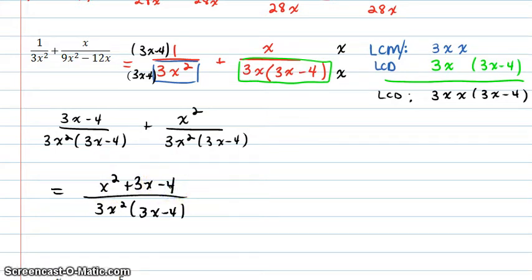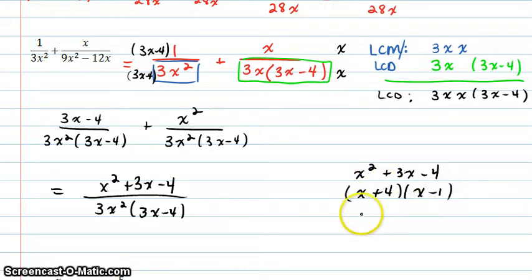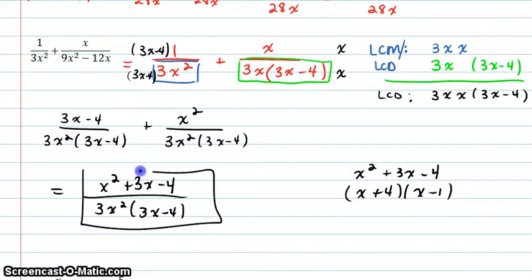The final step is to factor this numerator and see if anything can cancel out from my numerator and the denominator. So I'm going to write out x squared plus 3x minus 4 off to the side. I'm looking for factors of negative 4 that add up to 3, so that is x plus 4 times x minus 1. Notice neither of these are factors in my denominator, so writing these in factored form would not simplify any further. So this is my final answer.